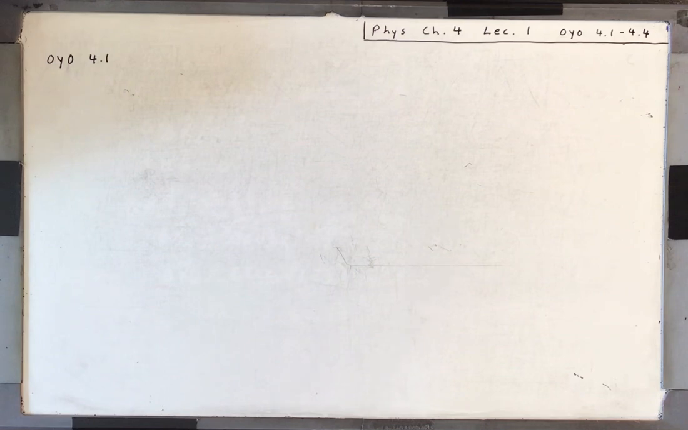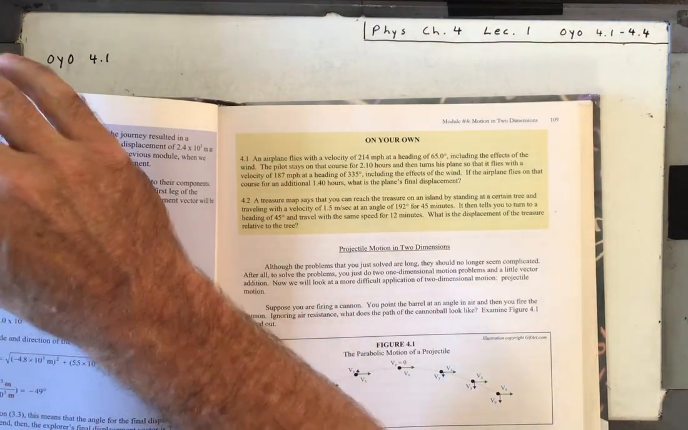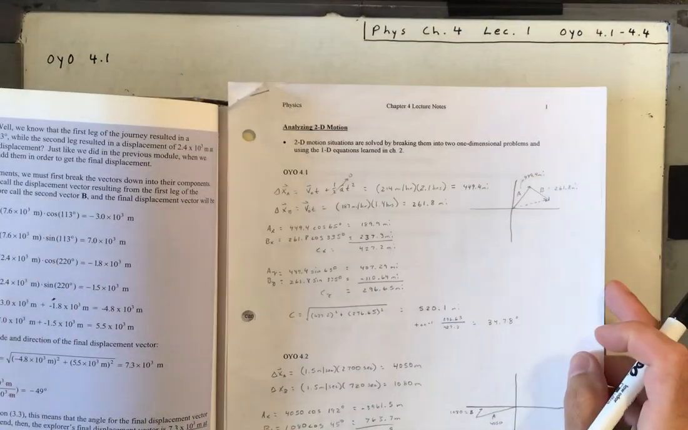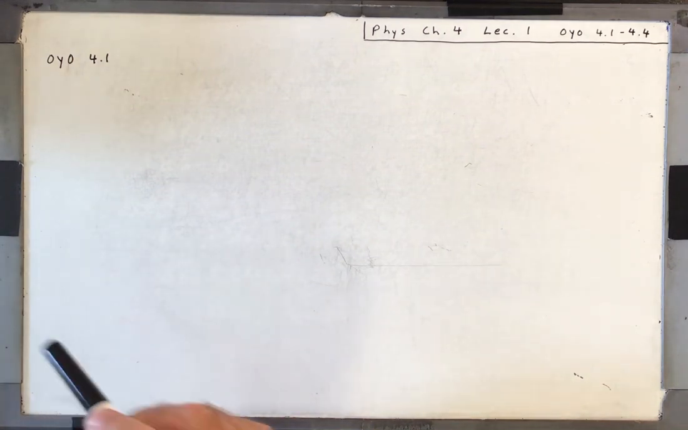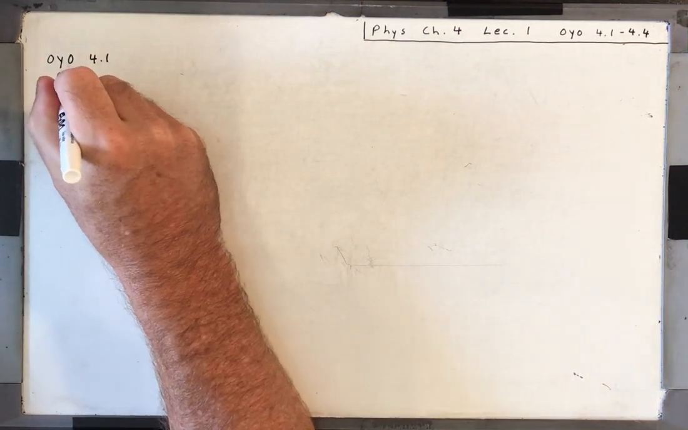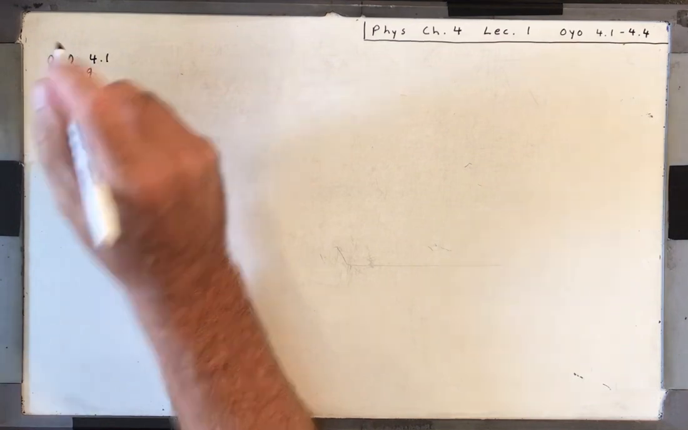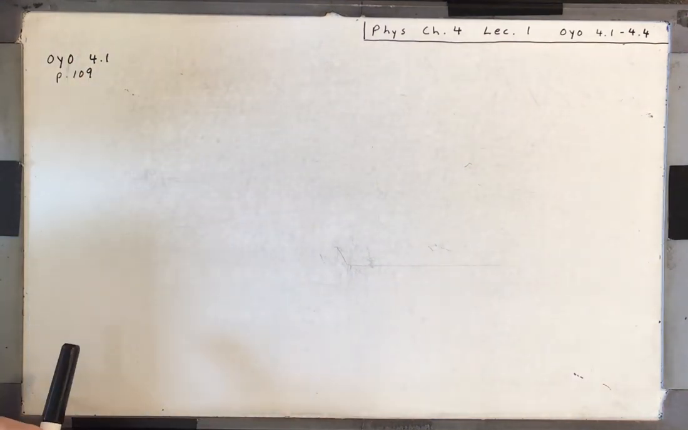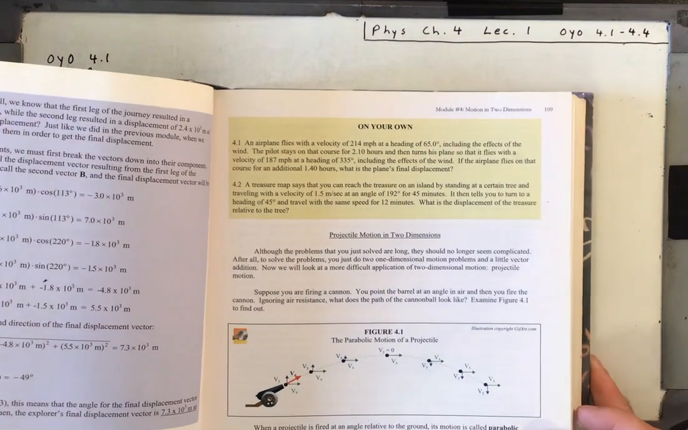In this lecture, we're going to go through on your own problems 4.1 through 4.4. So you'll need your physics book and your notes and a calculator. All right, so the first two on your own problems are really just like what we were doing in chapter 3. There's only one more step to go through. So really nothing new. So I'm just going to go ahead and work these two problems for you.